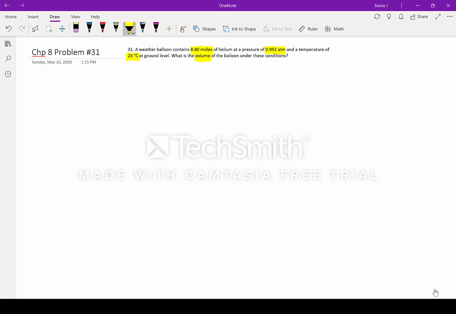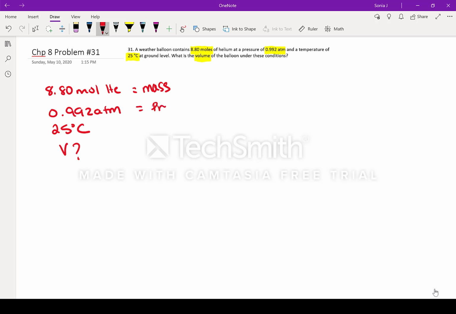So let's write down everything that we have. We've got 8.80 moles helium, 0.992 atm, and 25 degrees Celsius. And then the volume is what we want to know. Looking at this, I know that moles is amount of substance, atm is in pressure units, and Celsius is in temperature units.